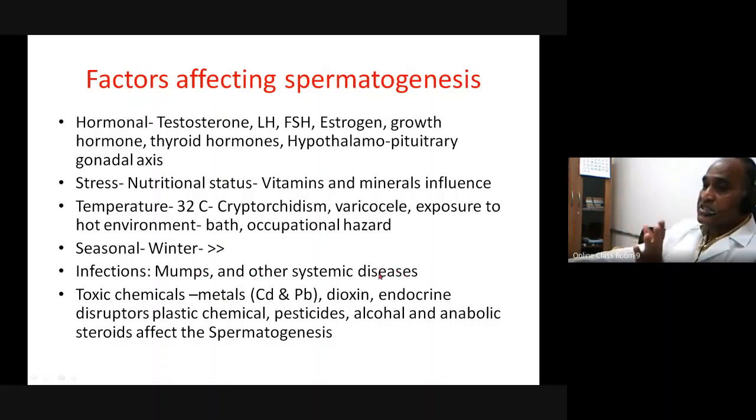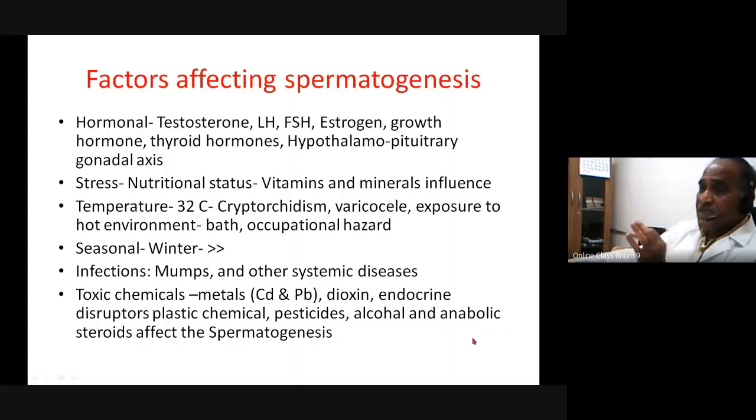Other systemic diseases affect or decrease spermatogenesis. Toxic chemicals like the heavy metals cadmium and lead are toxic to spermatogenesis. Dioxin, a chemical present in pesticides, and chemicals present in plastic, such as bisphenol A, and even the pesticides, will all decrease spermatogenesis. Excessive alcohol will also decrease spermatogenesis.